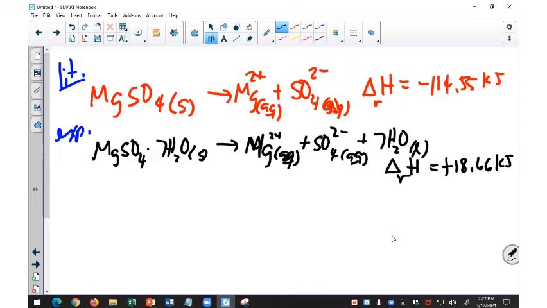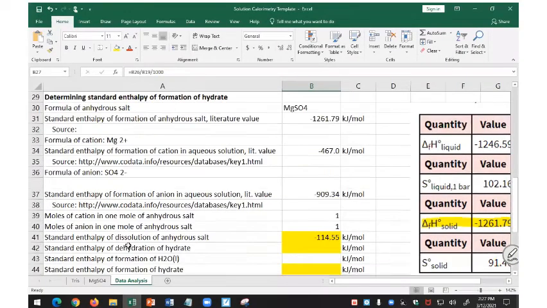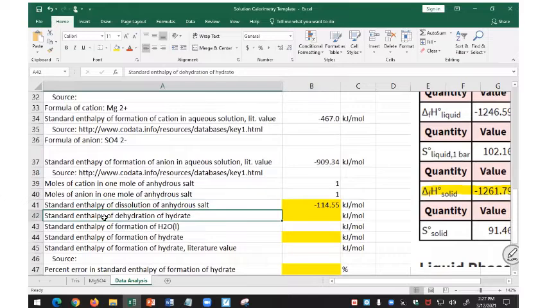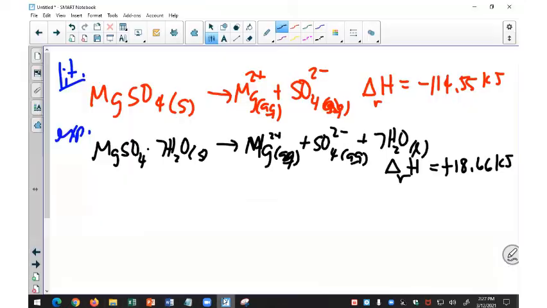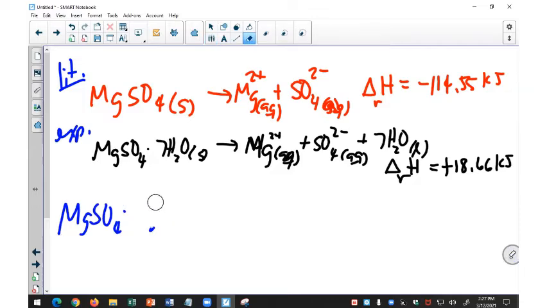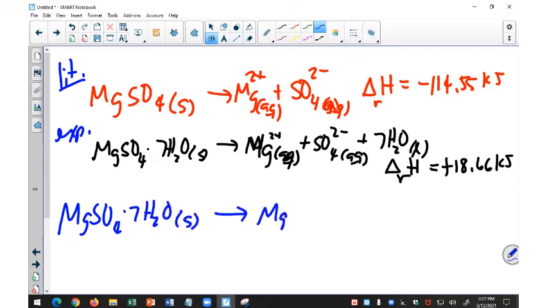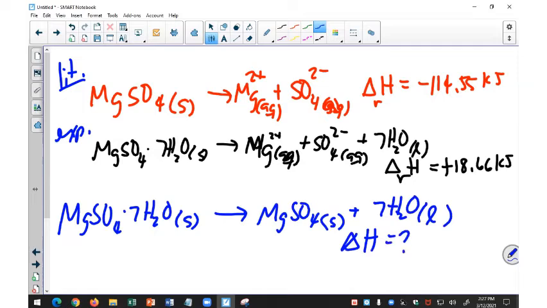All right. What are we looking for? We're looking for the enthalpy of dehydration of the hydrate. What do we mean by dehydration of the hydrate? The reaction I want is this one. Magnesium sulfate 7H2O solid yields magnesium sulfate solid plus 7H2O liquid. What's the delta H for this reaction? How do I get the delta H for this reaction? From the two that I already know.